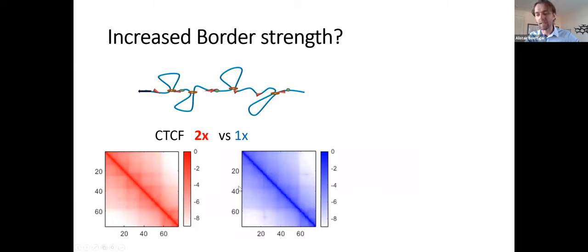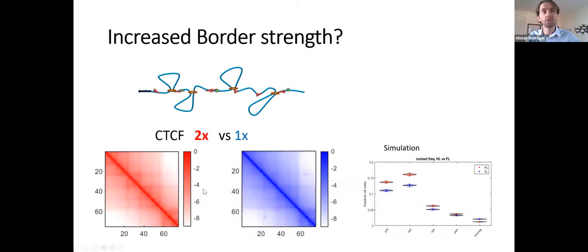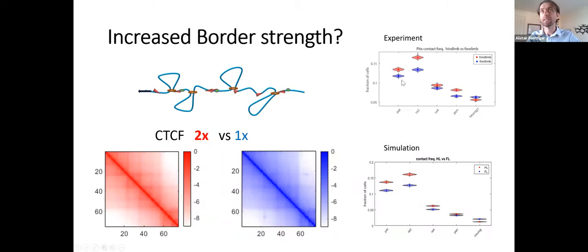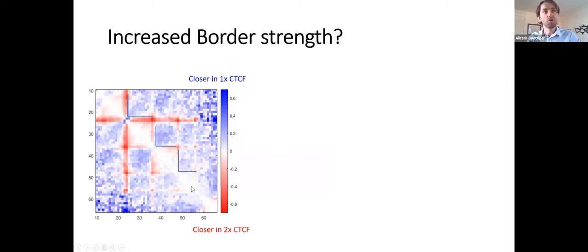And once again, we can simulate these structures. We can look at the relative frequencies, and we can see we recapitulate many of the patterns that we see in the experiment, with higher contact between the enhancers and promoters, even though the borders here are stronger. I think this is more evident here in the difference map, where you can see these borders are stronger. There's less interaction, they're further apart in the 2x, but there's more interaction right at the boundary, including the sites of the PIDX pan enhancer and the gene.